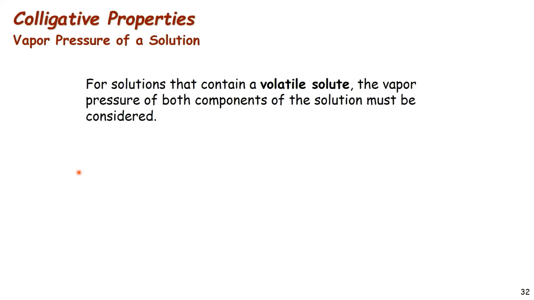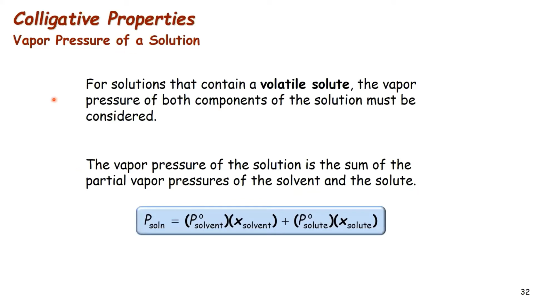And again, the individual vapor pressures of the solute and the solvent are going to be dependent on their mole fraction. So the vapor pressure of the solution is going to be the sum of the vapor pressure of the pure solvent times the mole fraction of the solvent, plus the vapor pressure of the pure solute, which would be the ethanol in my example, and the mole fraction of the solute, which again would be the ethanol in my example. So there it is. So this is the equation for a volatile solute.